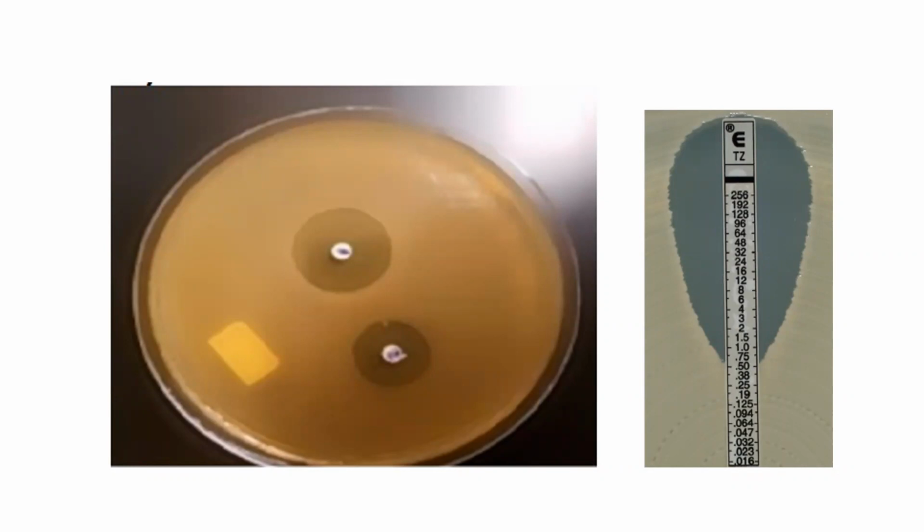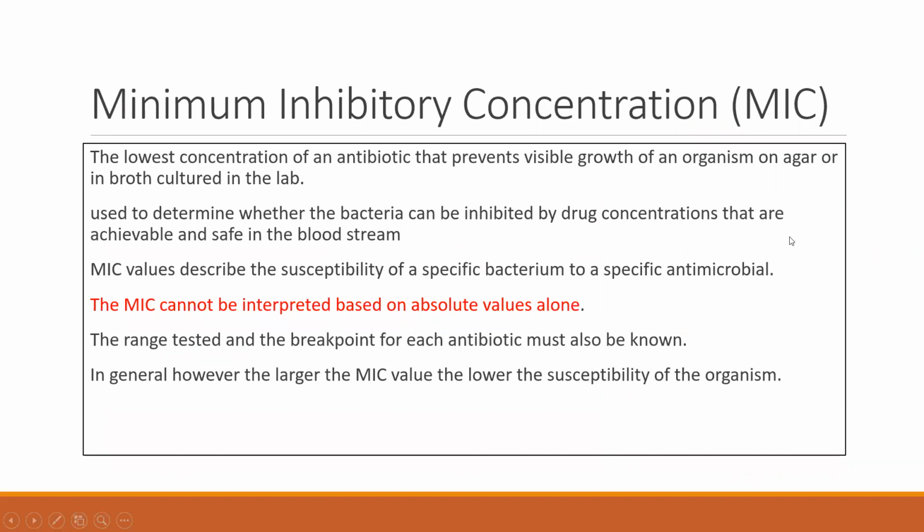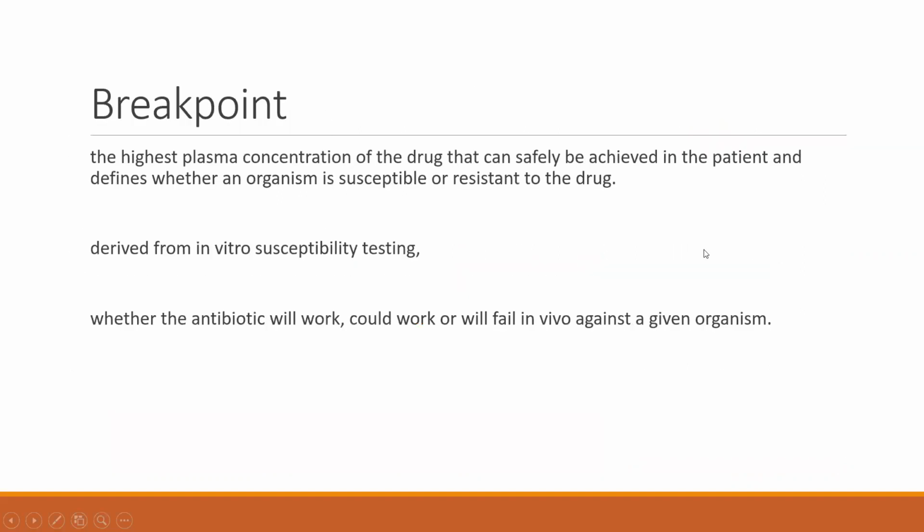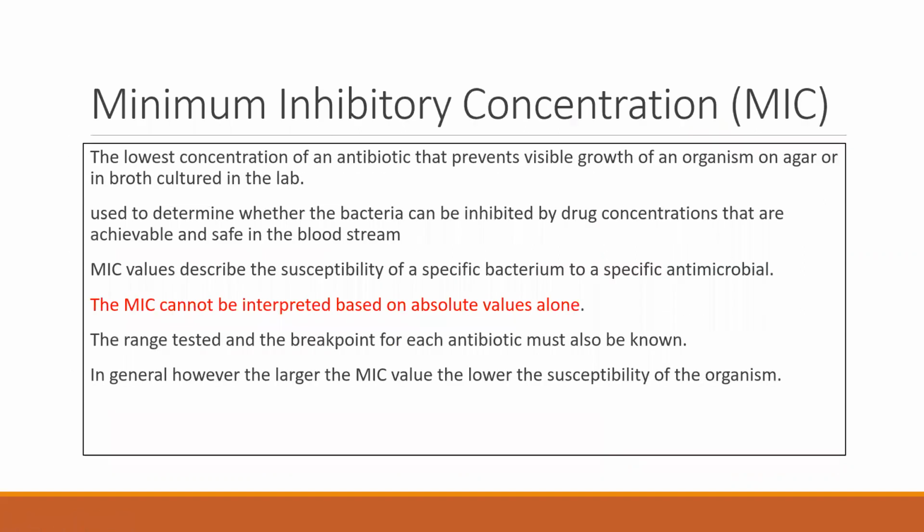Now, another method which I mentioned is VITEK. If you can take any later slide. Yeah. So let's say this is the first one, the MIC, which I was referring to. It's the minimum inhibitory concentration of an antibiotic that is required to inhibit the visible growth of bacteria on agar or in the broth. This is basically needed to see whether it is effective and at what concentration.